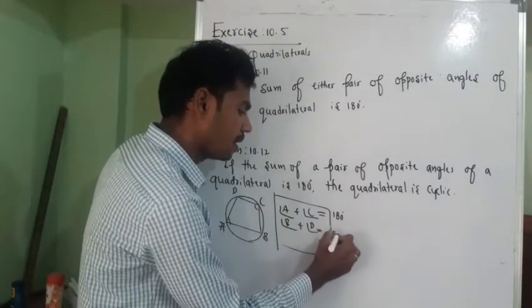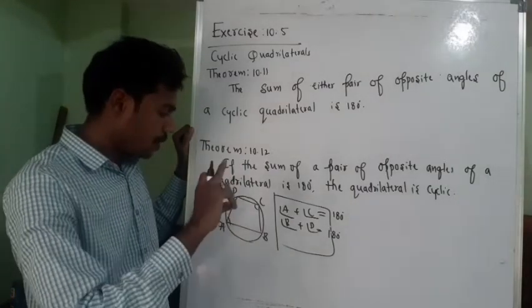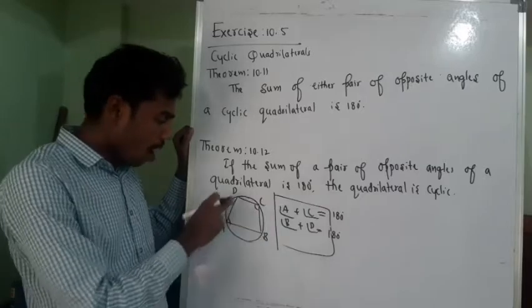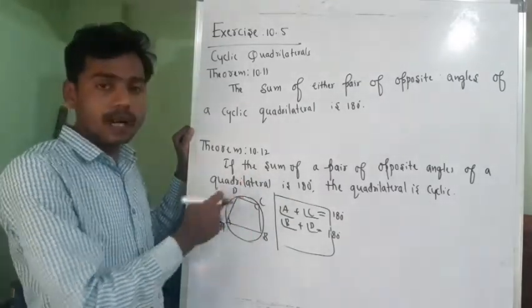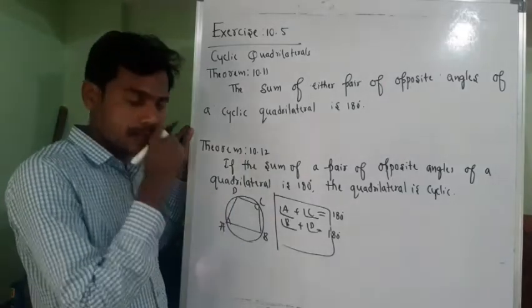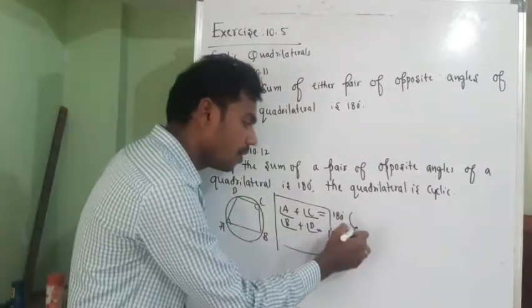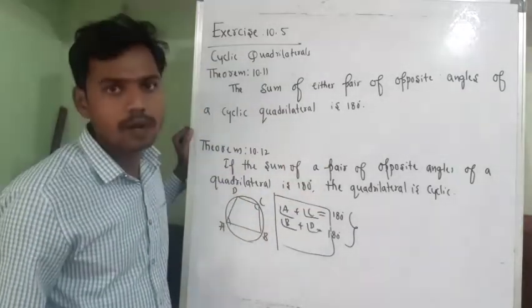You can do this with your instrument box. Use the instruments, draw a circle and a quadrilateral such that all the vertices lie on the circle, and try to measure the opposite angles and add them. The sum will be equal to 180 degrees. Such a quadrilateral we call a cyclic quadrilateral.